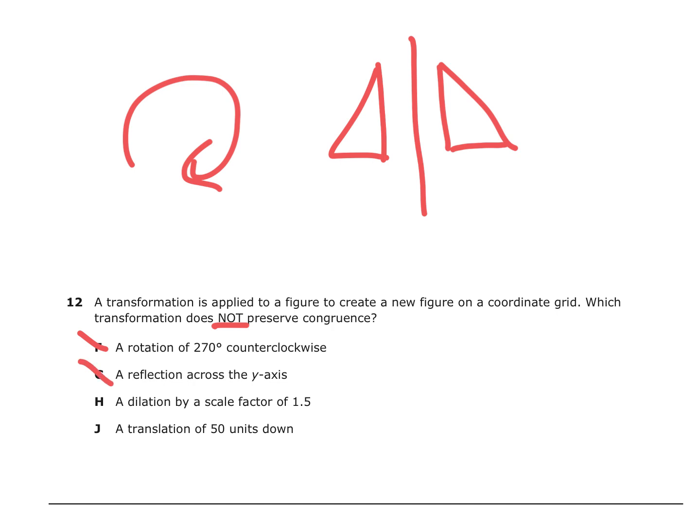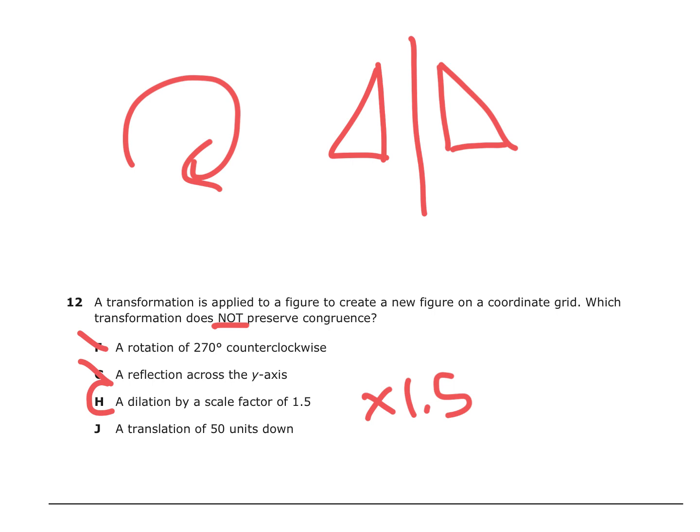A dilation by a scale factor of 1.5 means it's increased by a factor of 1.5. So you're multiplying the dimensions by 1.5, and that means it will change. It will no longer be congruent. They will no longer be the same size. So it should be answer H.